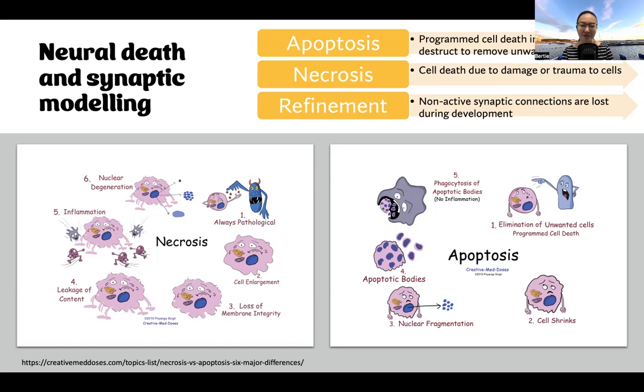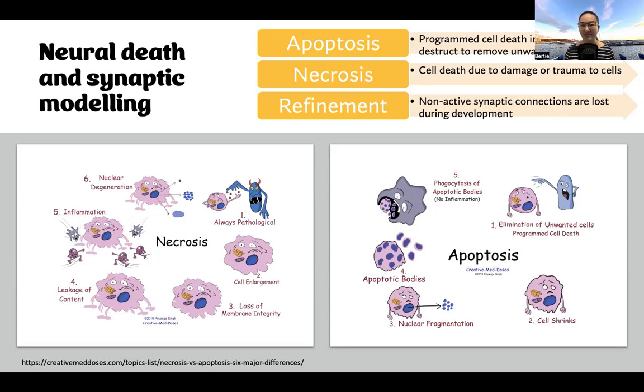You can see here on the picture on the left-hand side, necrosis. Number 1, always pathological: cell enlargement, loss of membrane integrity, and then the leakage of content, inflammation, nuclear degeneration. As opposed to apoptosis. Apoptosis, number 1 here, is the elimination of unwanted cells, programmed cell death. Then the cell shrinks, nuclear fragmentation, apoptotic bodies, phagocytosis of apoptotic bodies, no inflammation.